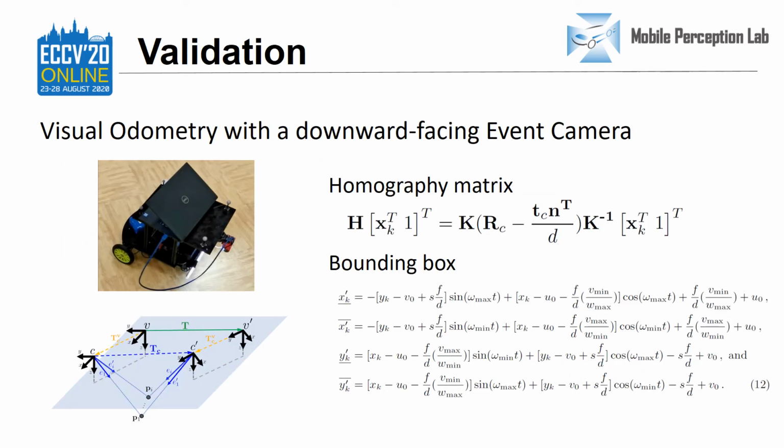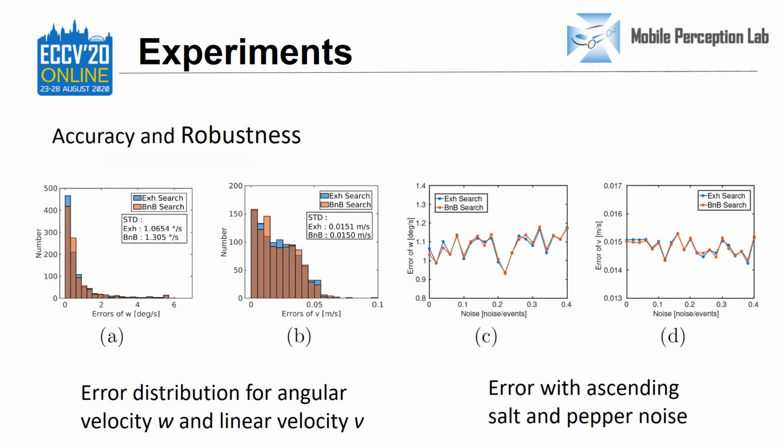We apply the proposed algorithm to an AGV motion estimation with a downward-facing event camera. For this specific problem, the bounding boxes can be efficiently defined by exploiting the monotonicity of the trigonometric functions on the subintervals of the solution space. We evaluate the accuracy and the robustness of our proposed method GoCMF on simulated data. Figure A and B indicate the error distribution for angular velocity omega and the linear velocity v for both our proposed method as well as an exhaustive search strategy.